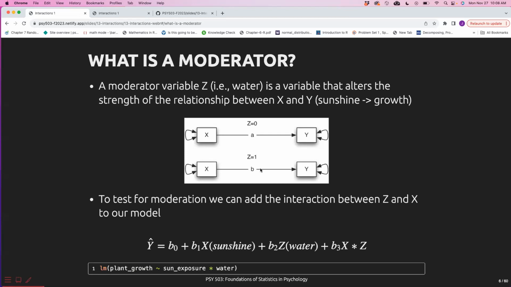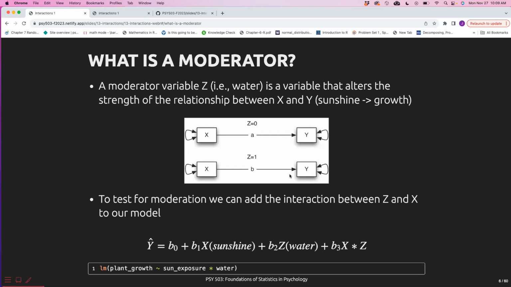So there'd be an interaction within this model. Let's say we have two levels of water, where 0 is no water and 1 is a lot of water. Let's say that there's no water. What we'd probably see is a very weak relationship or no relationship between sunshine and plant growth. There probably wouldn't be any plant growth or maybe very minimal. The plant would probably die.